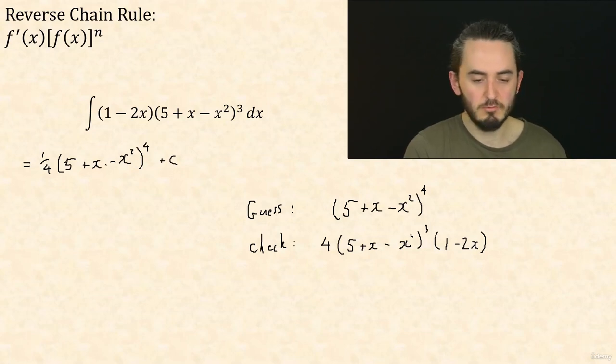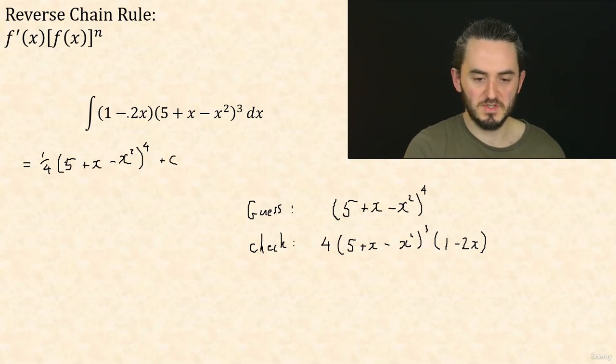And now we can just quickly run a check again in our heads. Power comes down to the front, cancels with the quarter, power drops by 1 to 3, and then we multiply by the derivative of the bracket, 1 minus 2x, and we're done.